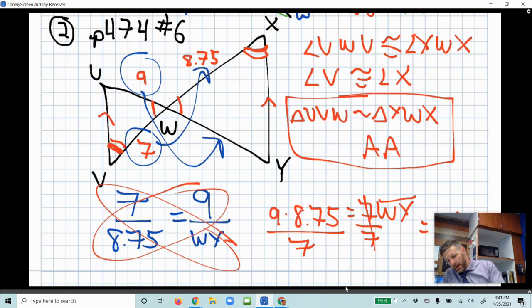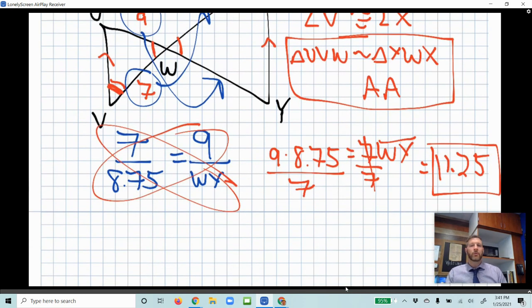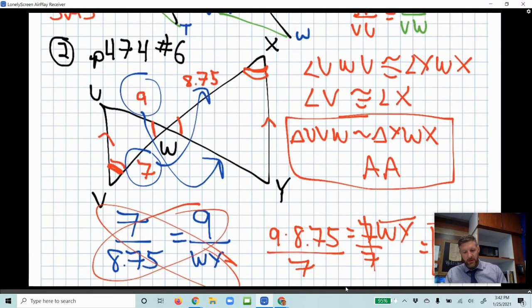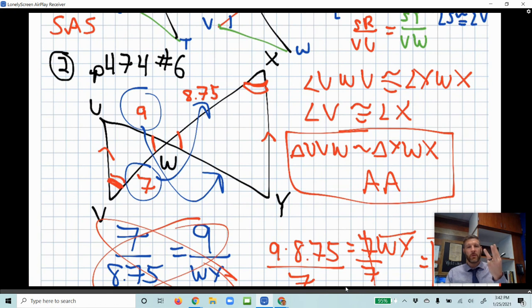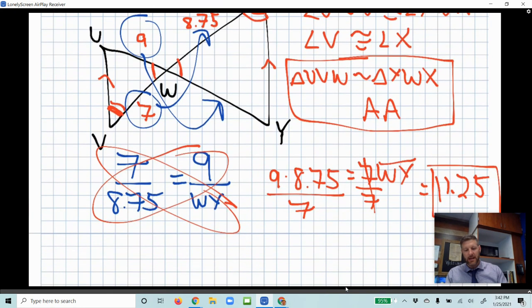So WY is 11.25 because I cross multiplied and then divided. And again, if I took 7 divided by 8.75 on your calculator and 9 divided by 11.25, you'll get the exact same number, the same similarity ratio. Okay, so 2 skills being used here: identifying one of the 3 ways of proving triangles similar, and then setting up a proportion and solving that proportion. Probably our number 1 skill you want to have coming out of all chapter 7 is just being able to set up a proportion and solve it confidently.